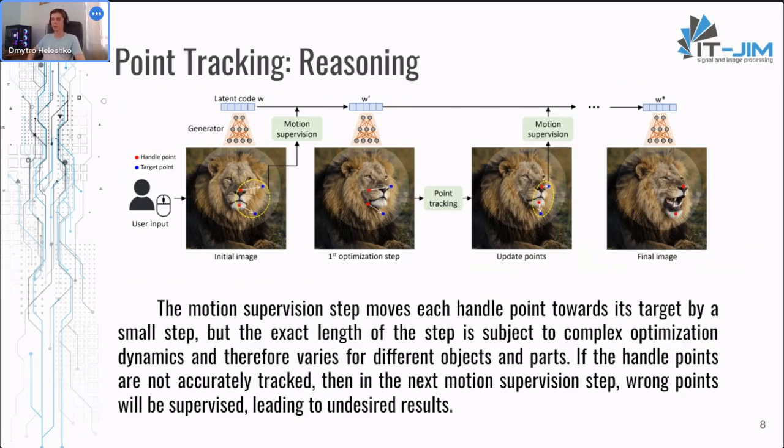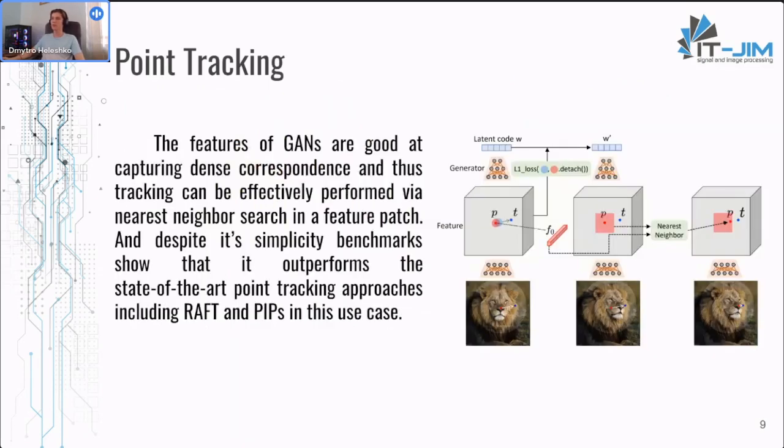GAN artifacts. So they decided to implement their own solution, and they found out that the features of GANs are good at capturing dense correspondences, and thus tracking can be effectively performed via nearest neighbor search in the feature patch. And despite its simplicity, benchmarks show that it outperforms state-of-the-art point tracking approaches, including RAFT and PIPs, for this particular use case.